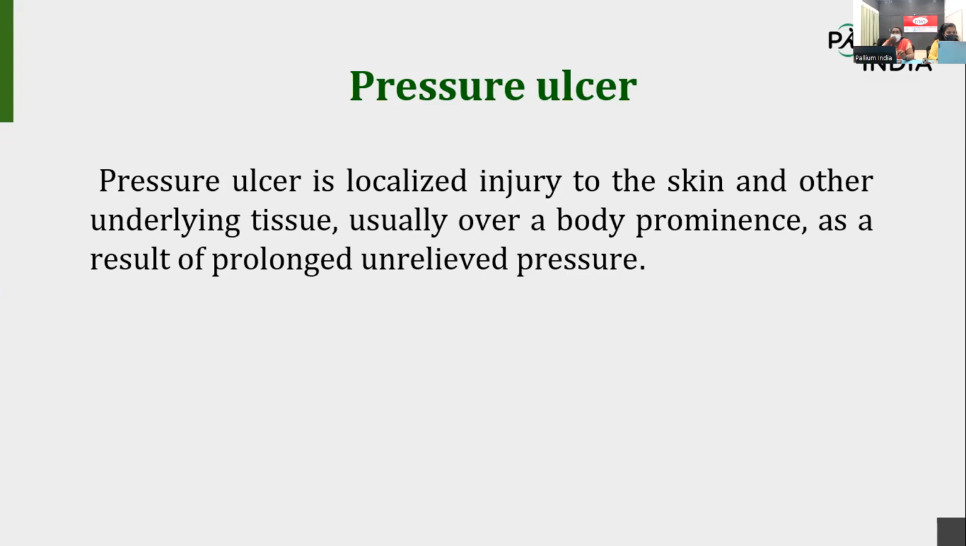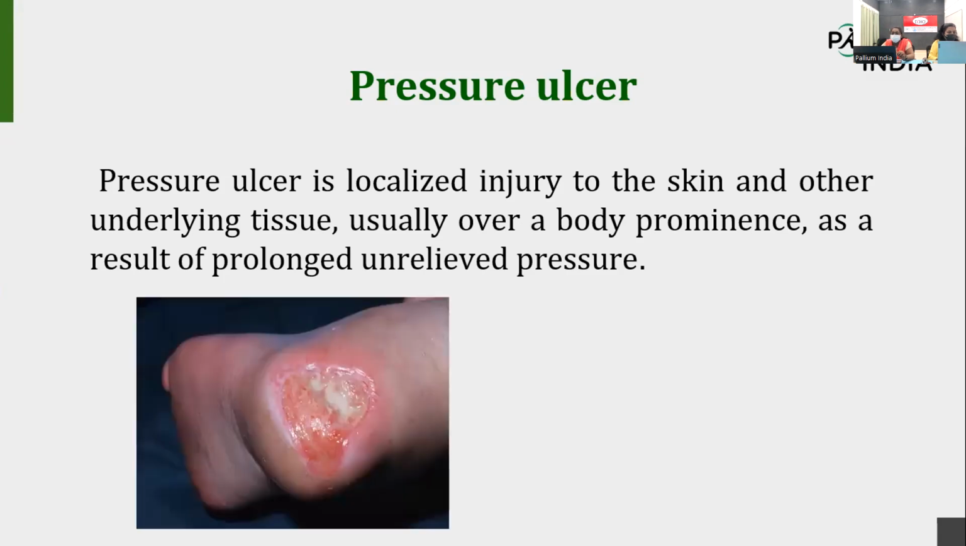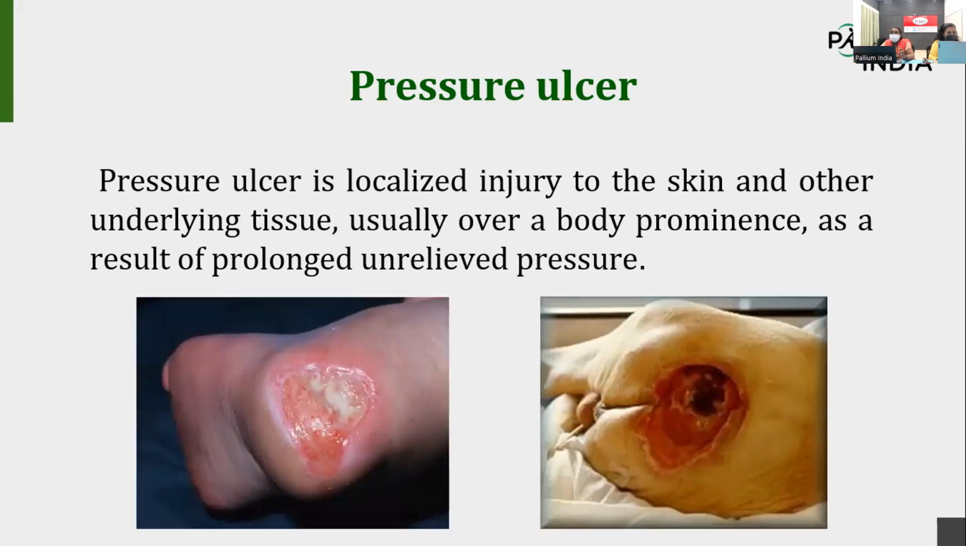So let's see what is pressure ulcer. Pressure ulcer is a localized injury to the skin and other underlying tissue, usually over a bony prominence, as a result of prolonged unrelieved pressure. So if there is prolonged unrelieved pressure, there is a chance of getting pressure ulcer on the bony prominence, but it can occur anywhere. You have seen that picture also. It's not only on the pressure areas, it can occur anywhere, depending on the patient's position.